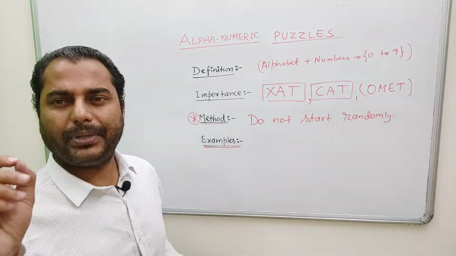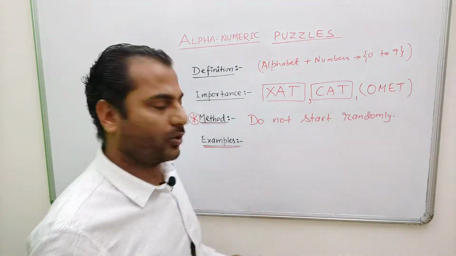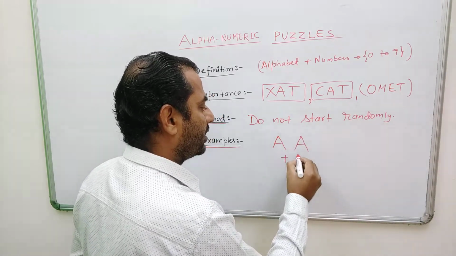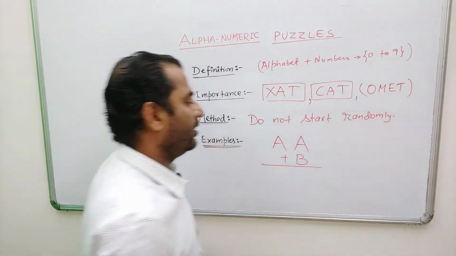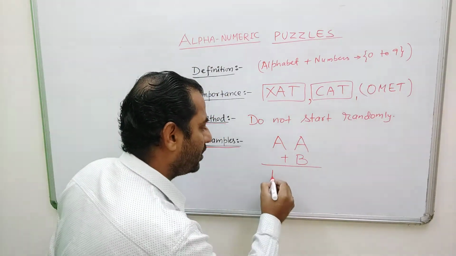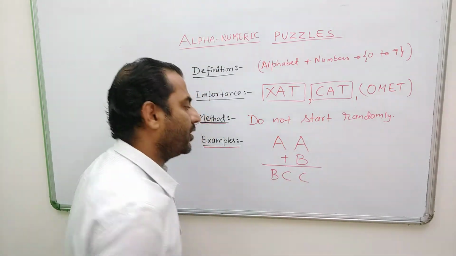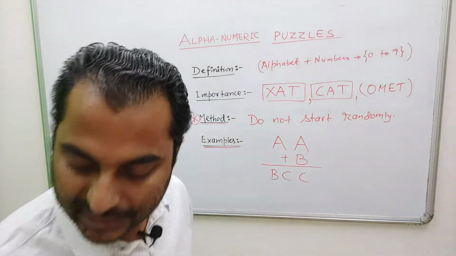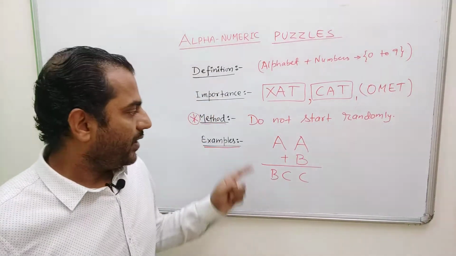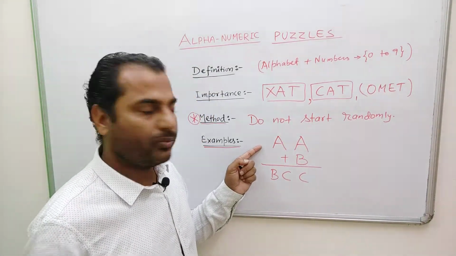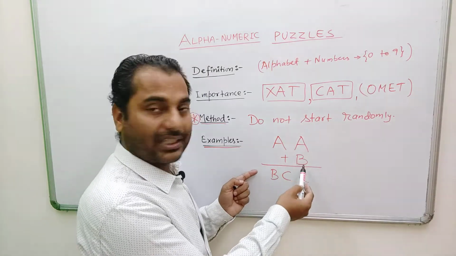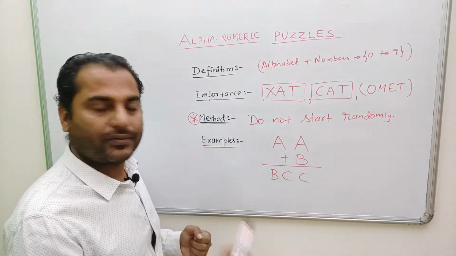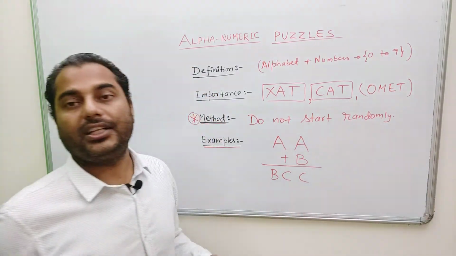Let me start with a very basic, smallest and easiest possible question which each one of you can understand easily and solve. If I ask you what is the value of this, AA plus B is equal to BCC. Now this becomes an alphanumeric puzzle where A, B and C represent digits from 0 to 9. AA is a 2-digit number where both the digits are repeated. B is a single digit number, so we are adding a 2-digit number with a single digit number, and the result of this is BCC, a 3-digit number.